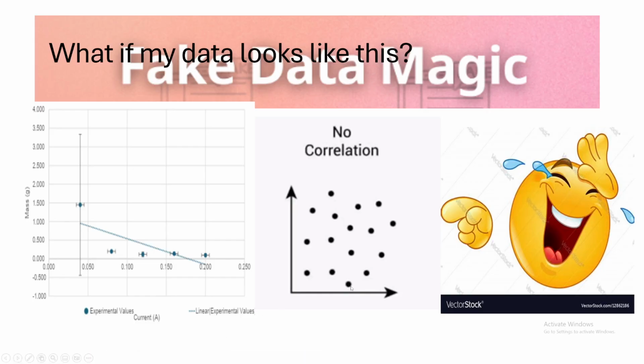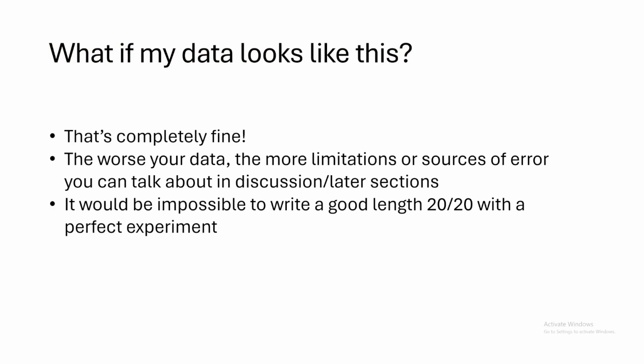Like I said before, it's actually a good thing if your data's cooked because you can yap about it so much more than you could with a normal experiment. The worse your data, the more limitations or sources of error you would have had, and you can talk about it in depth in your discussion or later sections like your limitations and extensions. It would be almost impossible to write a good length 20 out of 20 with a perfect experiment. Like, you could do it, but it's so much easier with a cooked experiment.